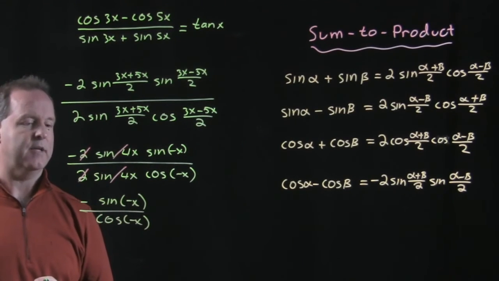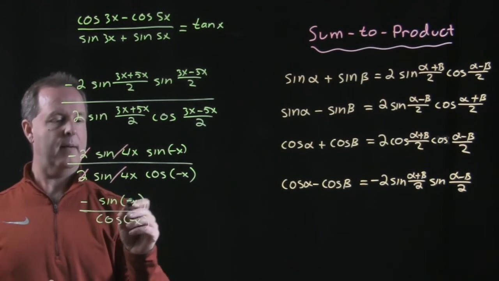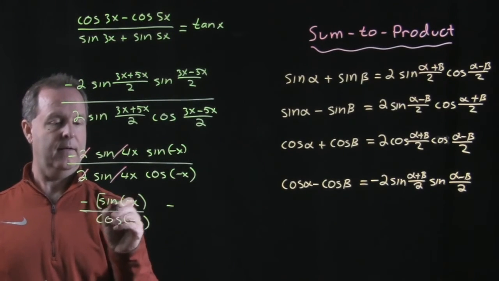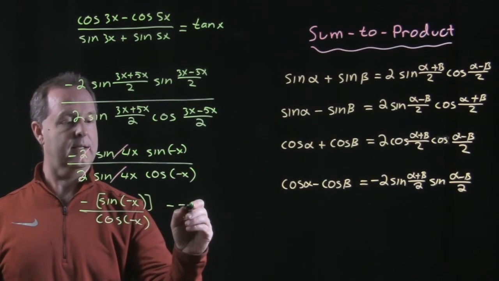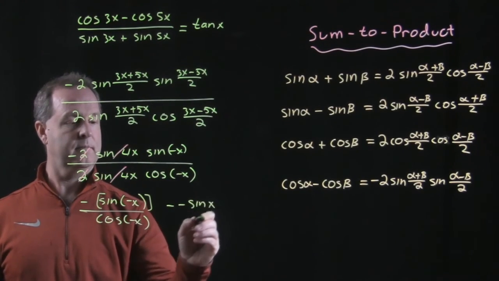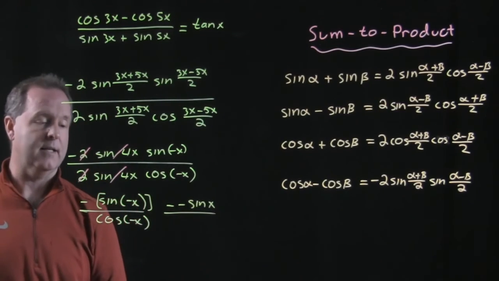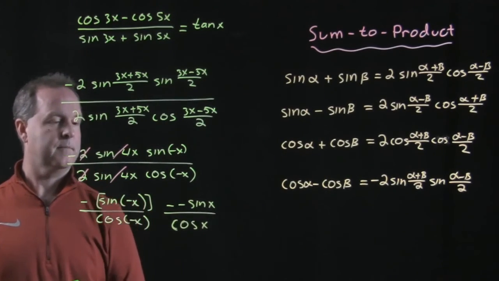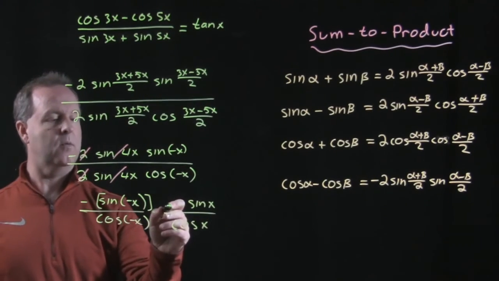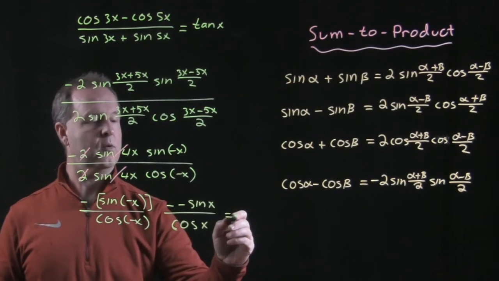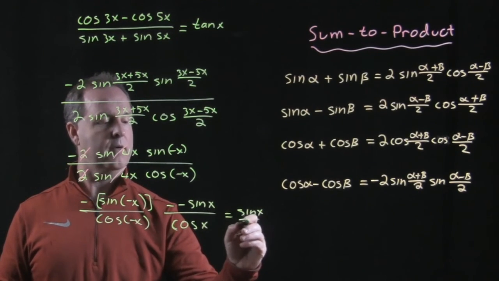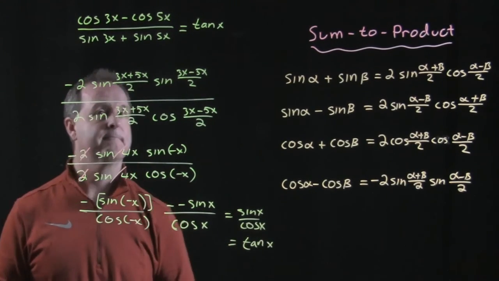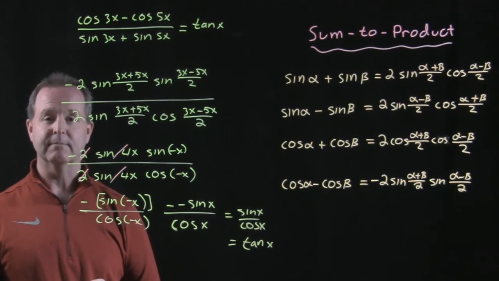I think I can get to tangent of x, which is where we're going. Do you remember the sine of negative x? That's the same thing as the negative sine of x, and I already had this negative. And the cosine of negative x is the same thing as the cosine of x, if you remember our even odd identities. Minus times a minus is a plus, so that equals the sine of x over the cosine of x, which is one of our identities for the tangent of x. All right, identity verified.